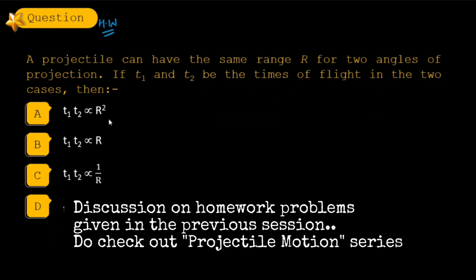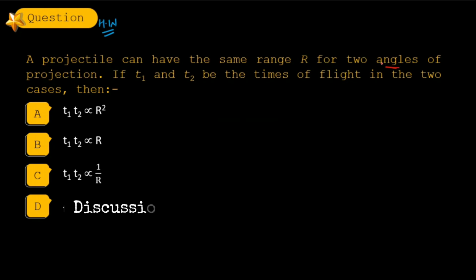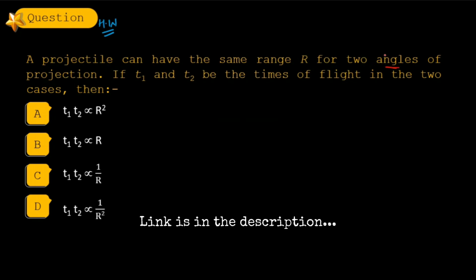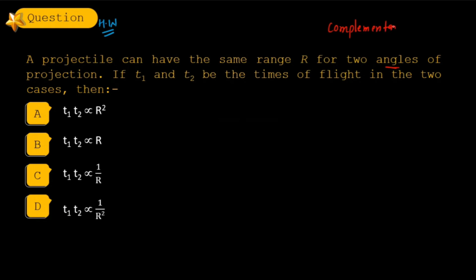It says that a projectile can have the same range for two angles, and we already studied that they can have the same range for two complementary angles. Complementary angles means the sum of these two angles is 90 degrees. So theta 1 plus theta 2 is 90 degrees. They're going to have the same range.